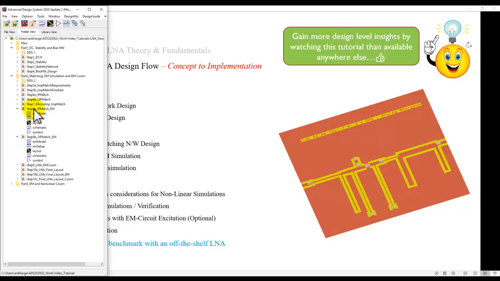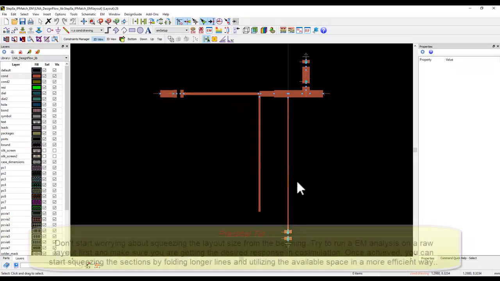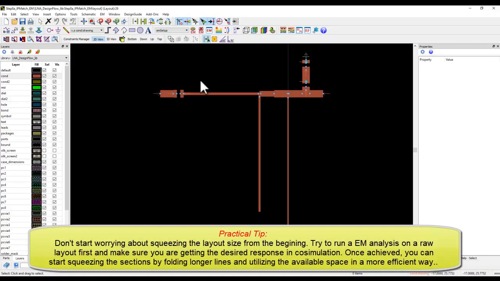Right. So in step 8a, which is basically a copy of my input match, I have the layout, and you can see I have placed ports at every location where I would like to do my SMT integration later. And here you can see it's a kind of flat layout. I have put no spatial effort to squeeze the size, make it smaller. That obviously you would like to do if you are going to fabricate this PCB.